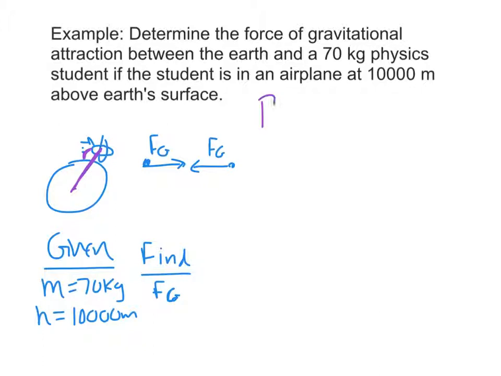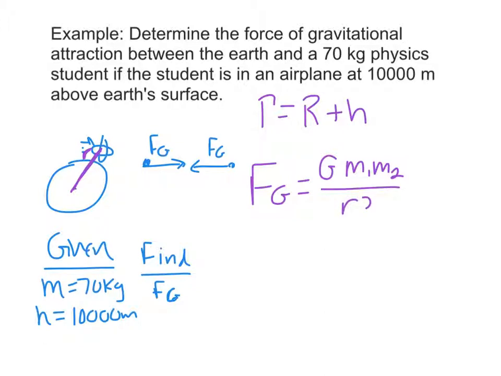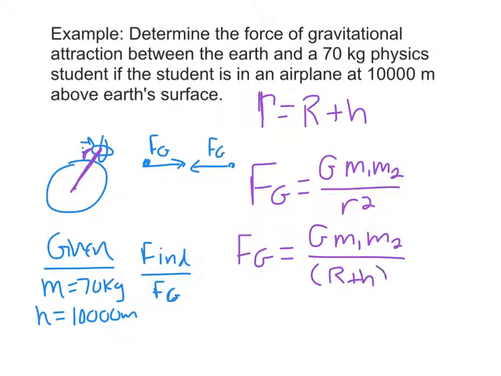Which means that your total radius would be equal to the radius of the Earth, and you'll notice that I always just write this as capital R, would be the radius of the Earth plus the height. So FG equals G M1 M2 over R squared. Again, my radius is equal to the radius of the Earth plus the height. FG equals G M1 M2 over R plus H squared.